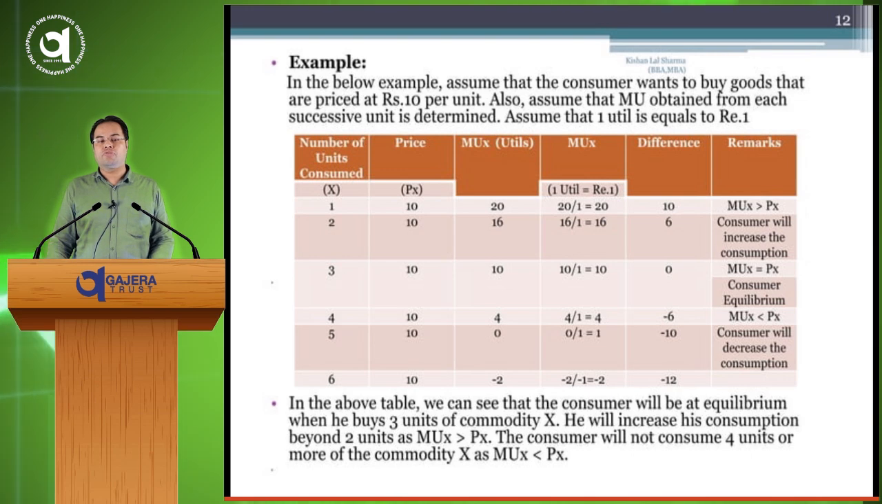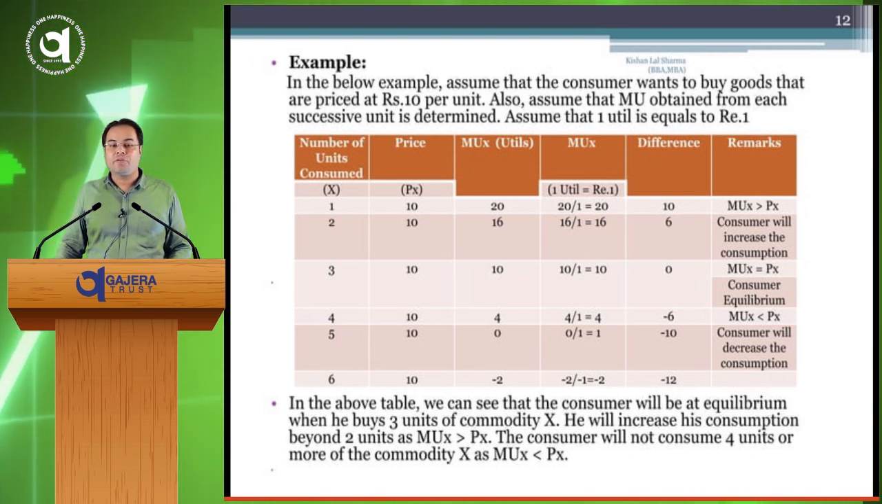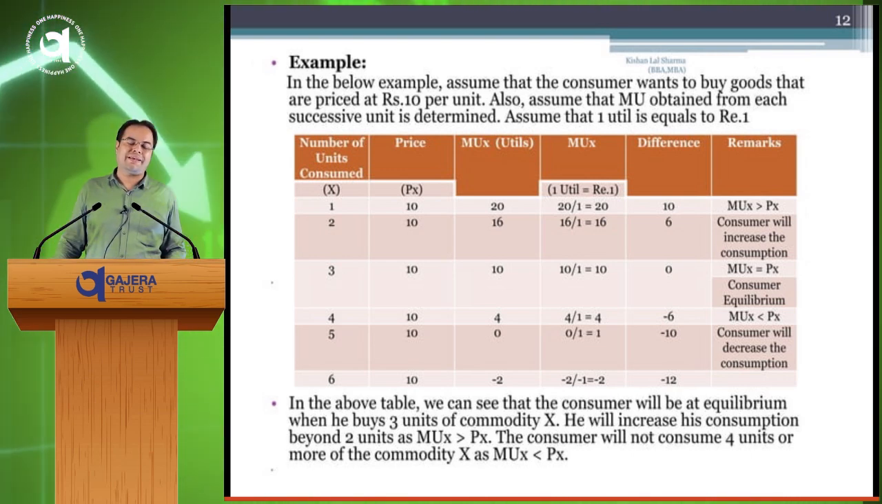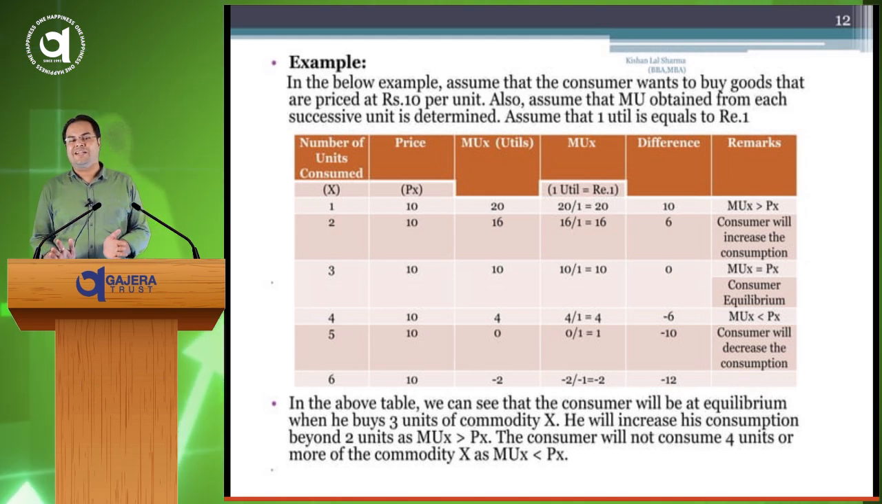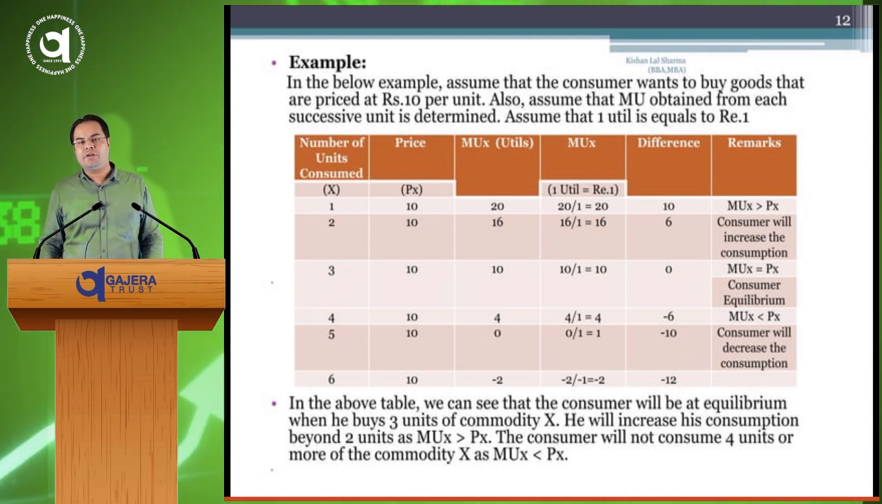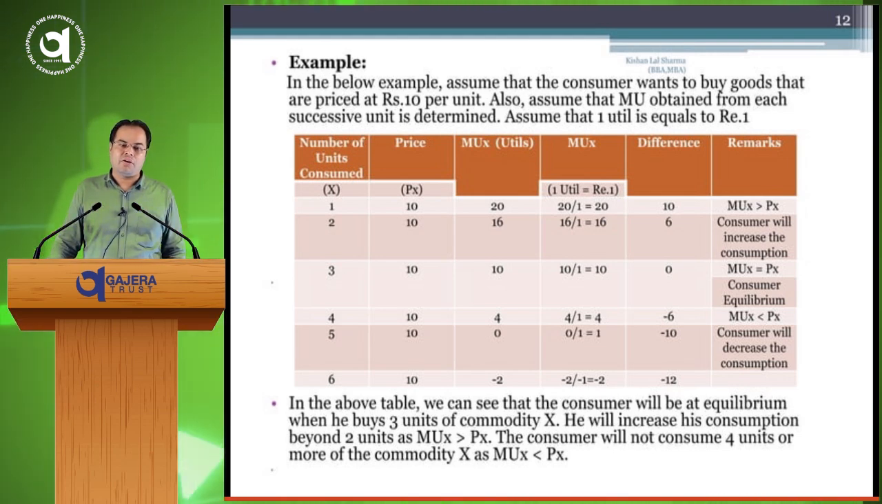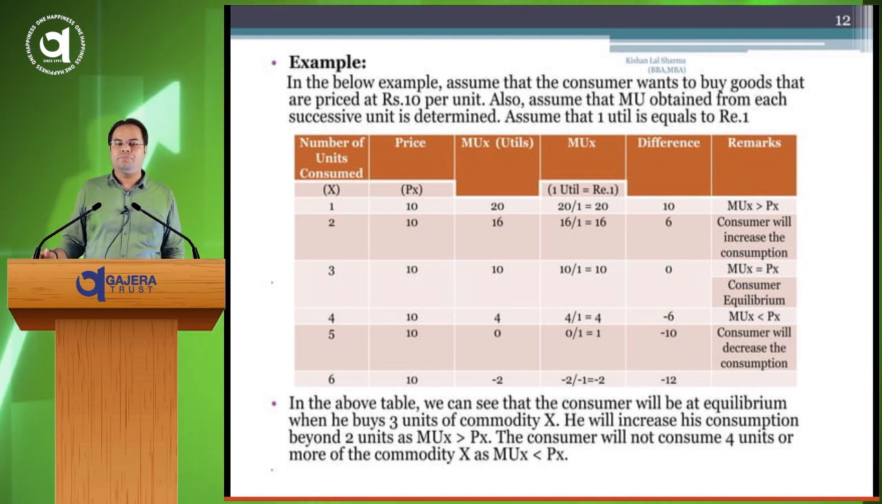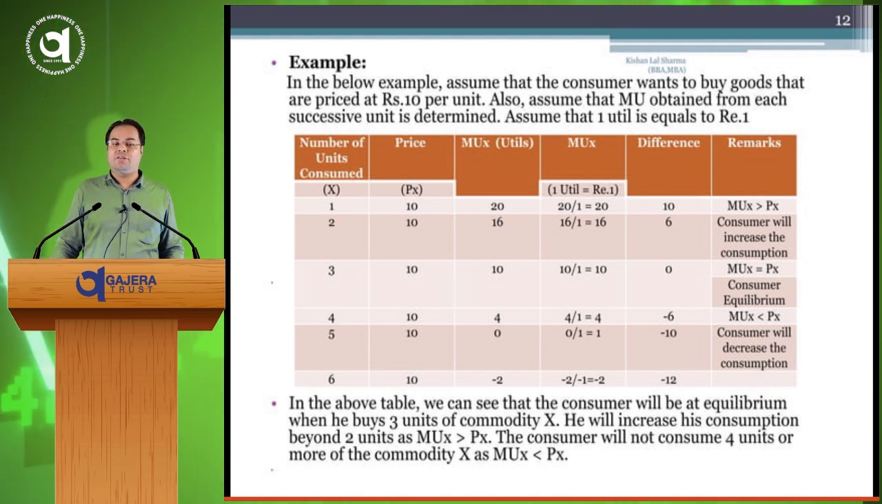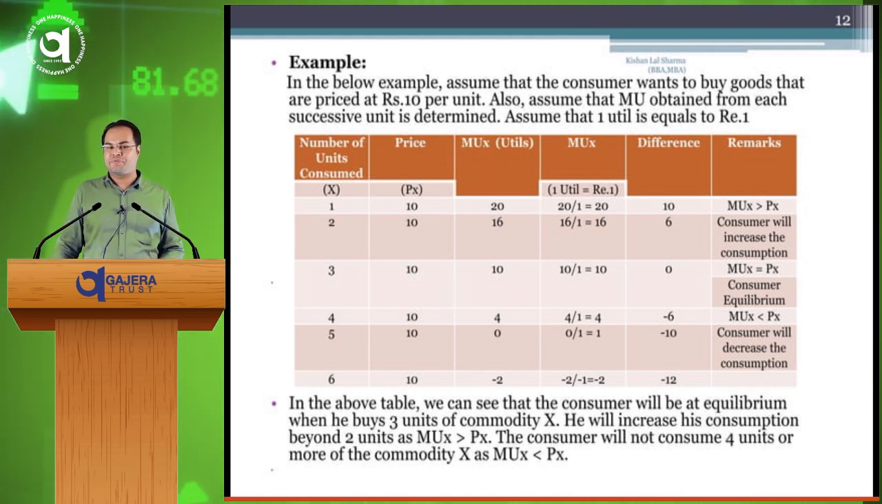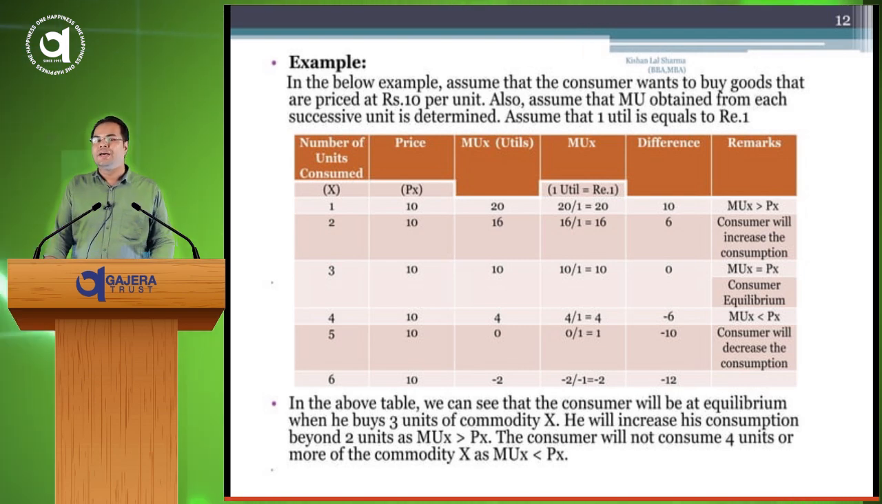You can see that on the fourth unit, when an extra unit is there, MUX will become smaller than PX. Now we will not get satisfaction, right? Now your satisfaction level is going down. On the fifth unit, the consumer will decrease the consumption. Now the consumer will not tend to consume that product more, and on the sixth unit it will go into the negative.